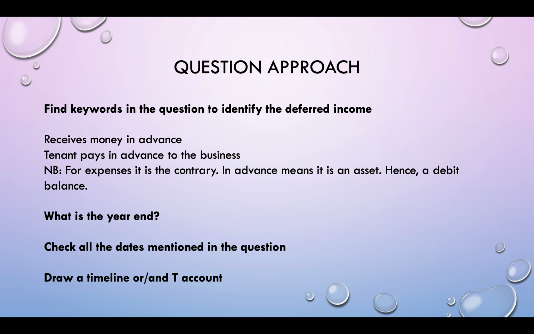And to note is that for expenses, it is the contrary. When we say in advance, it is an asset because it goes to prepayments and therefore a debit balance. However, if we say in advance for deferred income, it would be a liability and therefore a credit balance. So be careful with the wording and make sure you know if you're dealing with expenses or income.